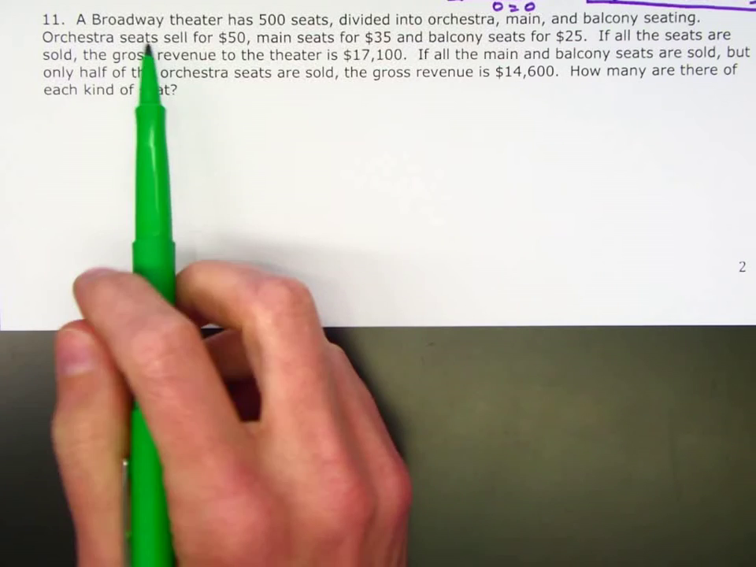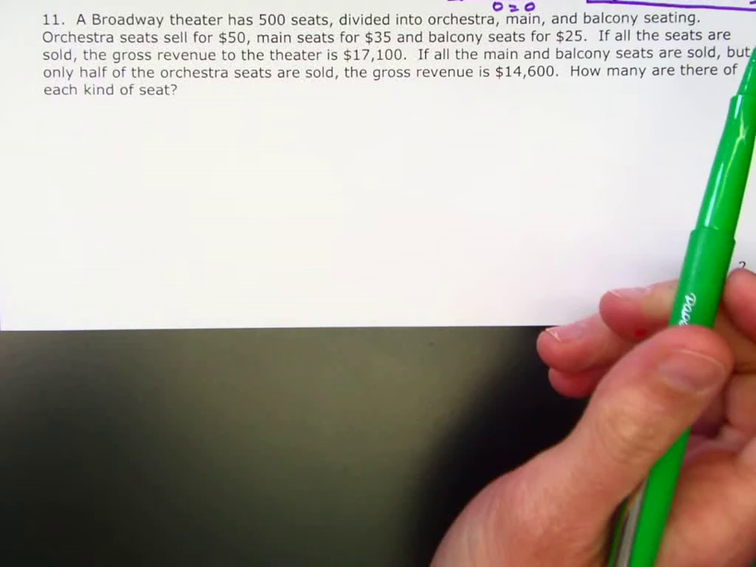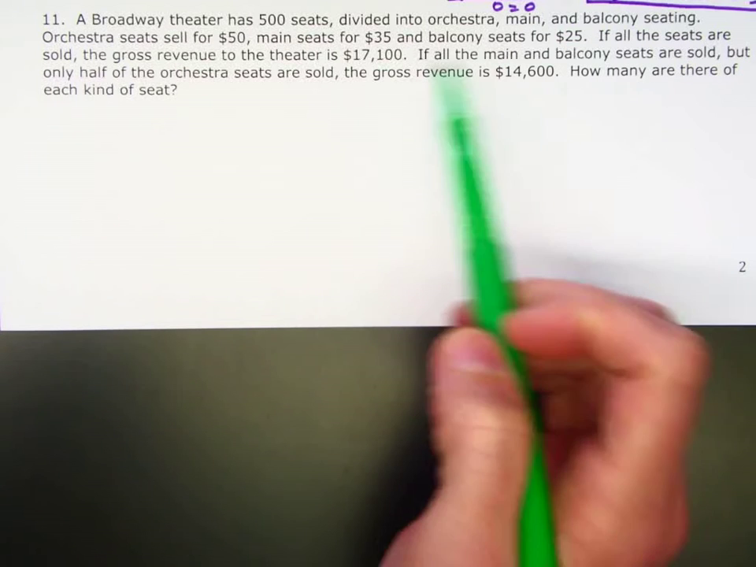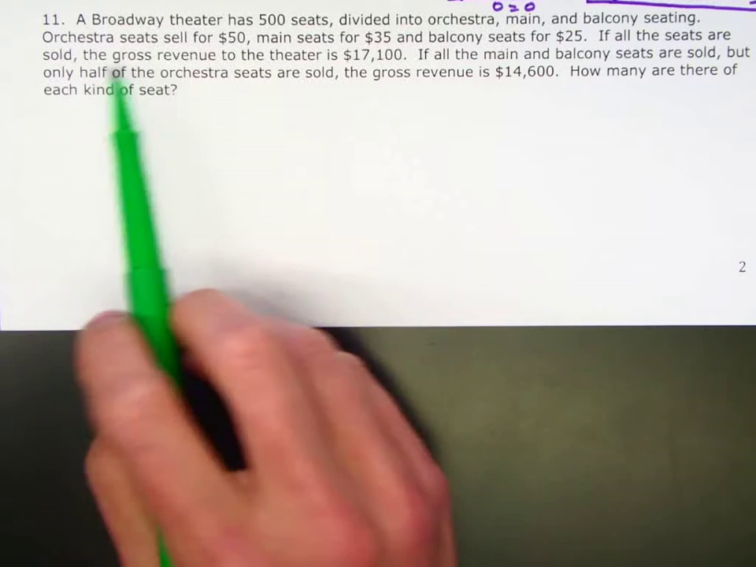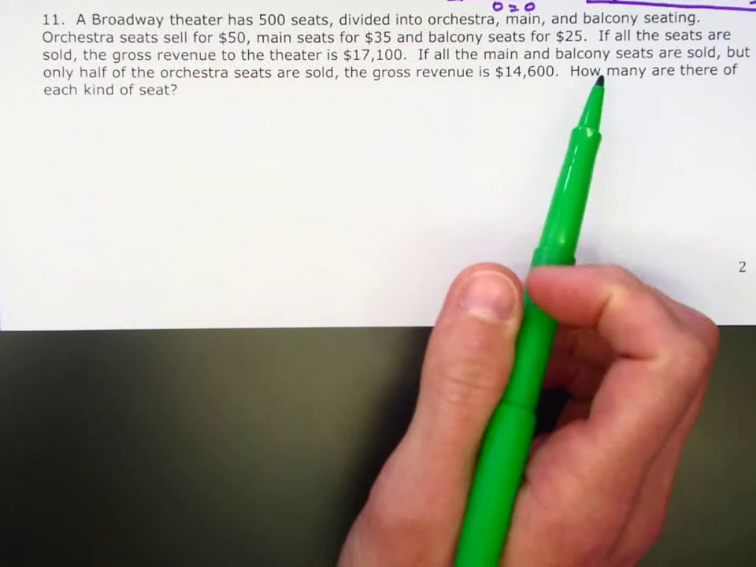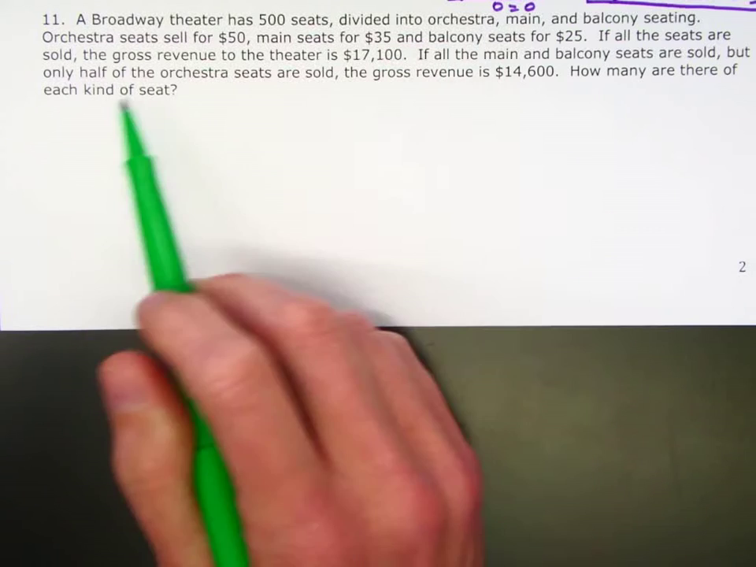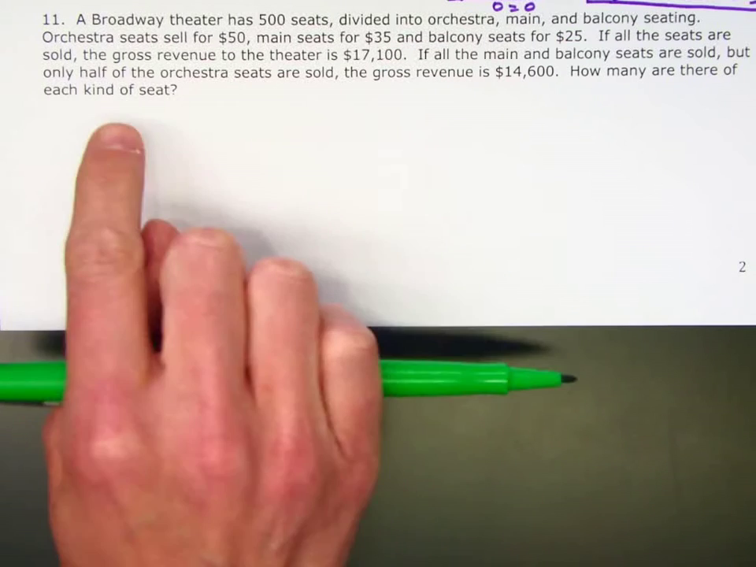All right, we have a Broadway theater with 500 seats divided into orchestra, main, and balcony seating. Orchestra is $50, main seats $35, balcony $25. If all the seats are sold, the gross revenue is $17,100. If the main and balcony are sold, but only half the orchestra, then this is the revenue. How many are there of each seat?